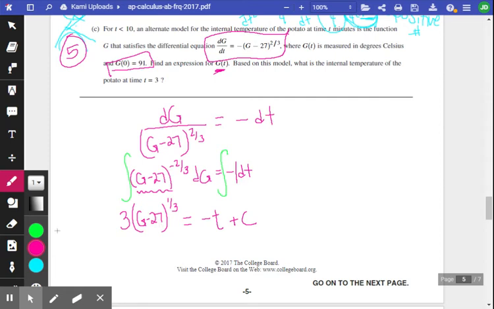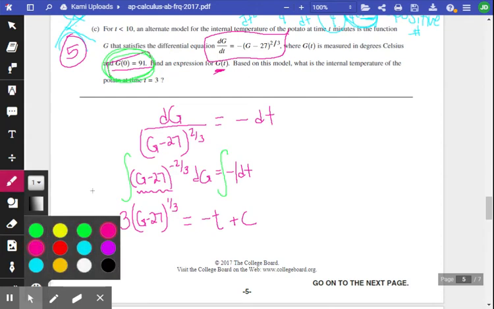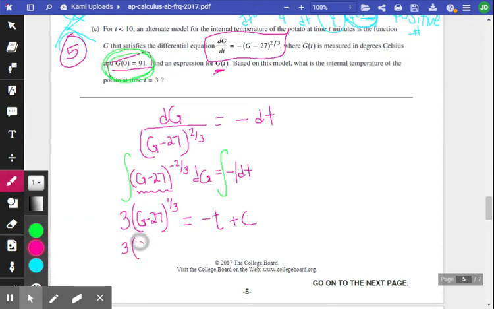Next step, plug in my initial condition. So my initial condition is that when t equals 0, g of t is 91. So I'm going to have 3 times 91 plus 27 to the 1/3 equals 0 plus c. So c is going to equal 91 plus 27. Oh, this is for you, Connor. Is 118 to the 1/3 times 3. What's 118 to the 1/3? I'm looking on my little computer to see if they actually have an answer.